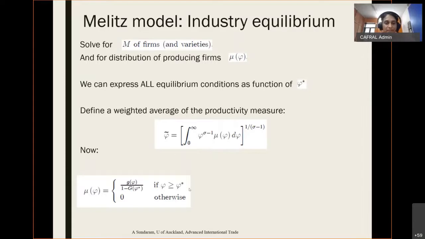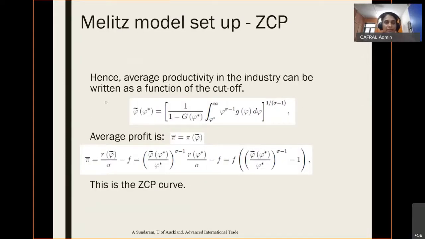Okay, so let me incorporate that. The average productivity in the industry can be written as a function of the cutoff. So what is the average productivity level? I'm going to write that as a function of phi star. Why are we writing this as a function of phi star? Because phi star determines the average productivity level.